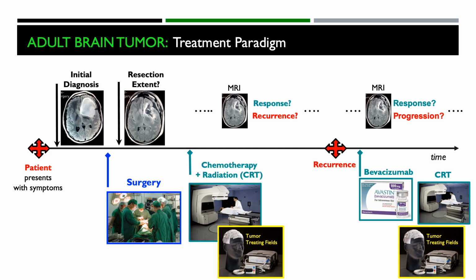As background, I have shown here the treatment paradigm for an adult brain tumor. It consists of a timeline of the various treatments the patient might undergo and also the corresponding imaging to evaluate the tumor and the response to treatment.